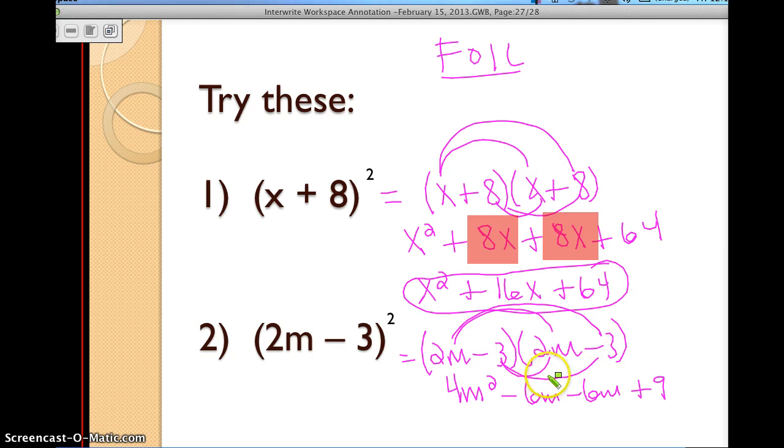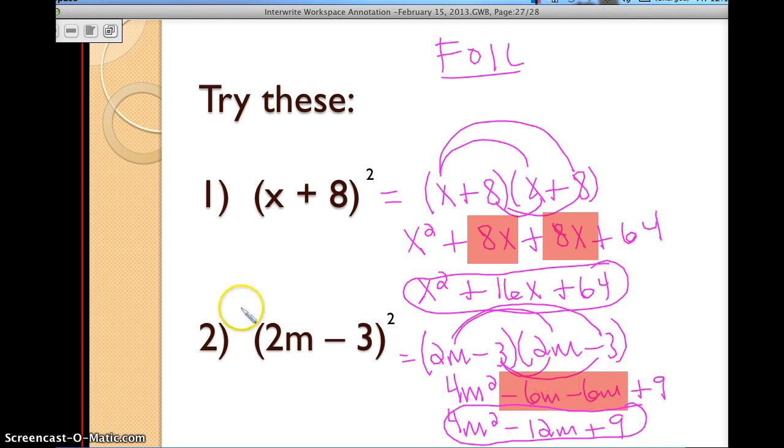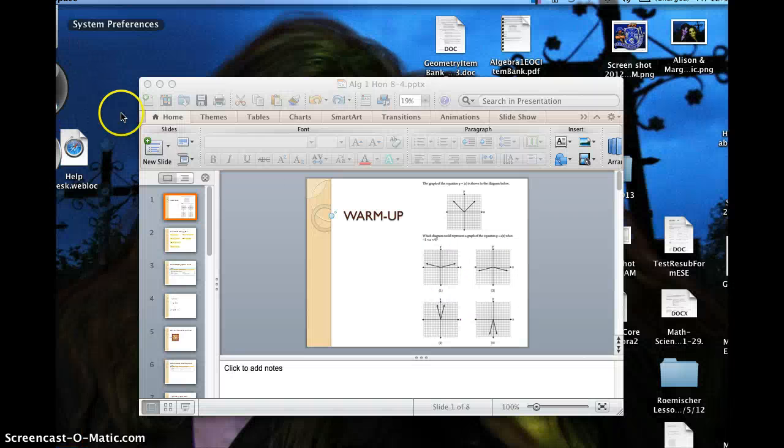Again, we have like terms here, -6m and -6m. Combining those like terms, we end up with -12m plus 9. These type of questions that you're looking at right now are on the state exam a lot, so be aware of this one.